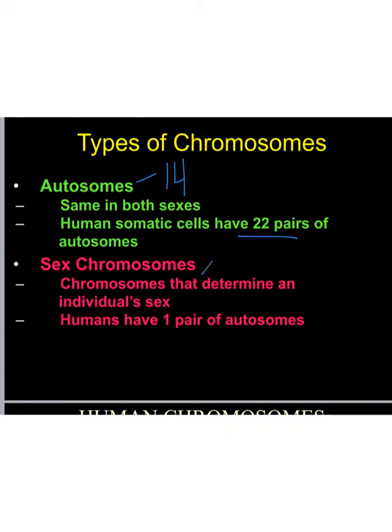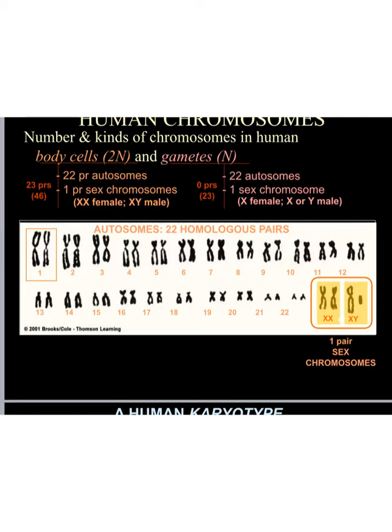The ones that we're going to focus on today in chapter 15 are the sex chromosomes. So these are the chromosomes that determine an individual's sex, and humans have one pair of sex chromosomes. That should say sex chromosomes, not autosomes. Forgive that error. So we're going to look at what those are.